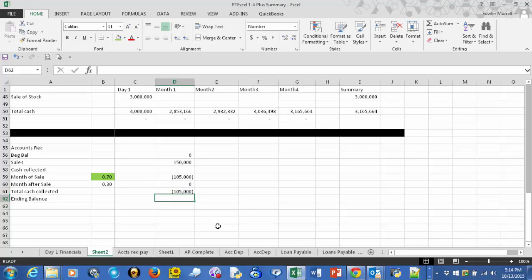105,000. Our ending balance, you have to be careful now, just make sure you do these sums correctly. The ending balance is equal to the beginning balance plus sales minus total cash collected. So it's equal to this plus that, and then minus this, but it's already negative, so we're adding this. 45,000. That's our ending balance.